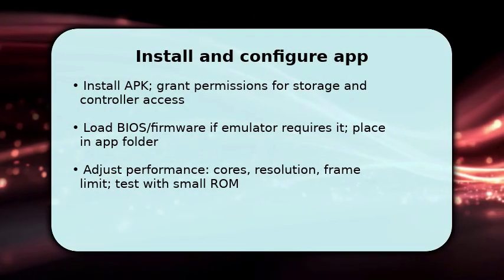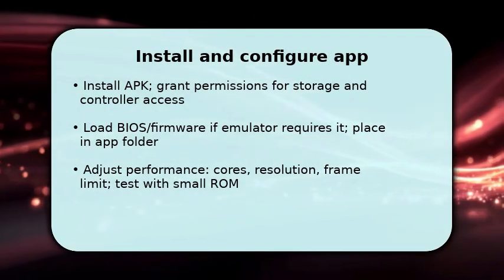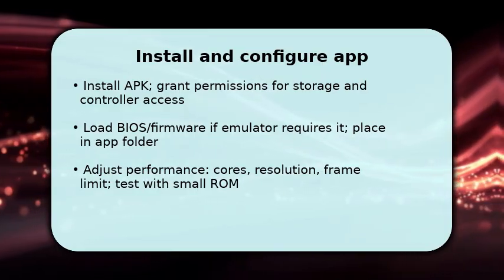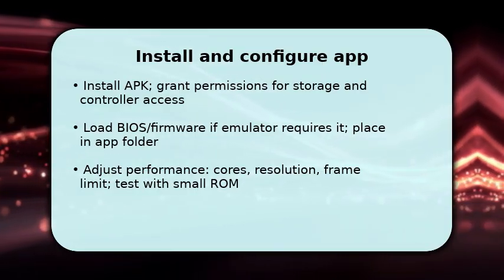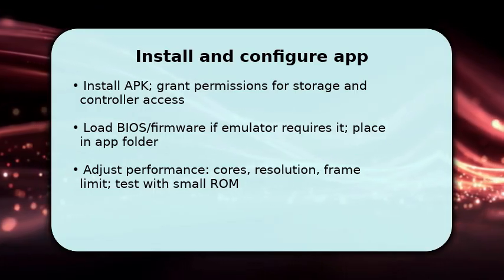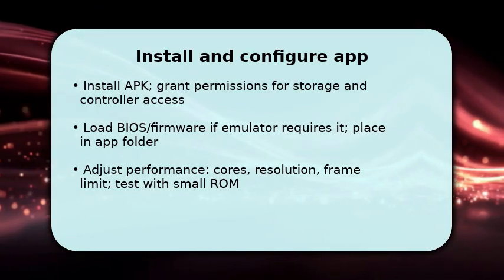Now install the APK and accept runtime permissions for storage and controller input. These let the emulator read game files and map buttons. If the emulator needs BIOS or firmware files, place them in the app's designated folder. Follow the exact file name and path.